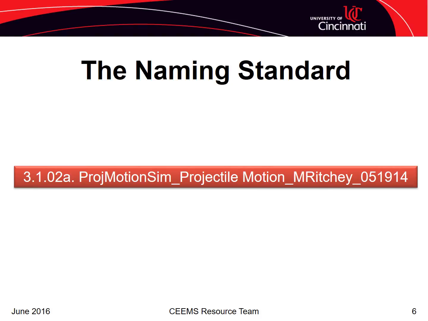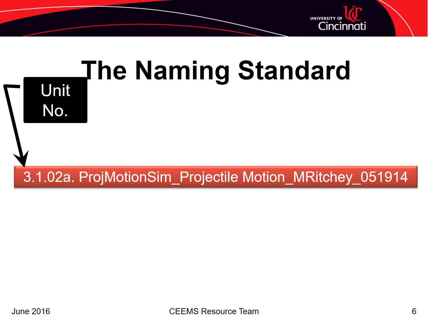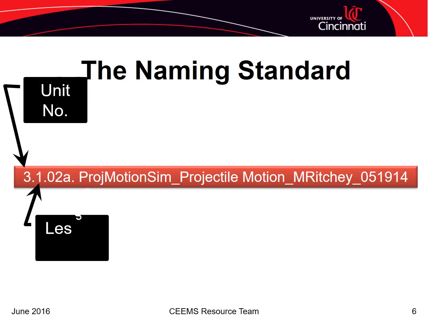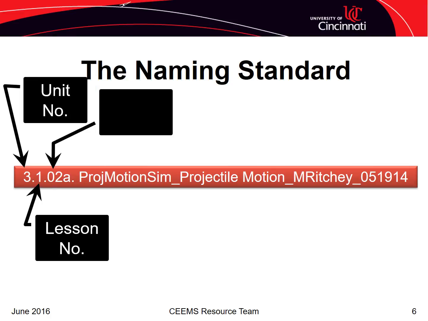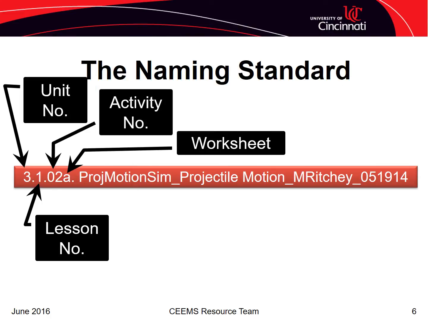The unit number, in this case, is a 3, since it was the 3rd unit the teacher developed. The next number, a 1, represents the lesson number. The activity number is 02, and the worksheet letter is the letter A.